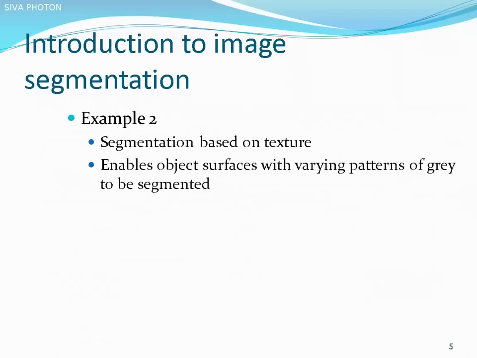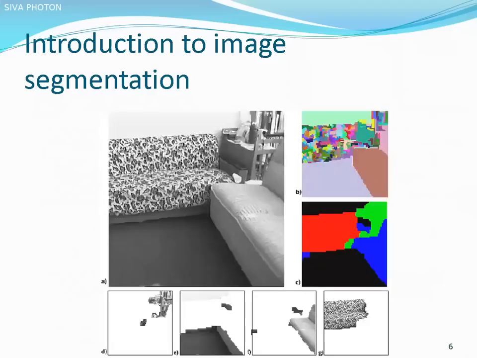A second example: segmentation based on texture. So here you can see it's a normal room. In that room, you have two sets of sofas and tables. So based on the textures, image segmentation can identify the presence of sofas in a room.